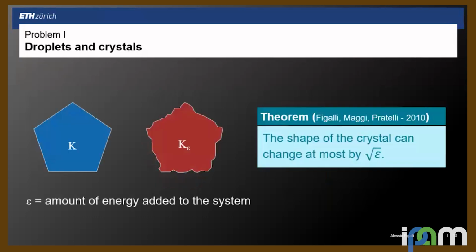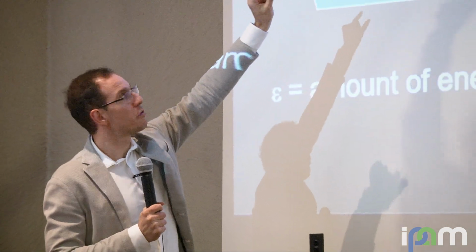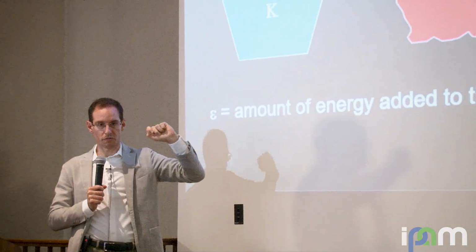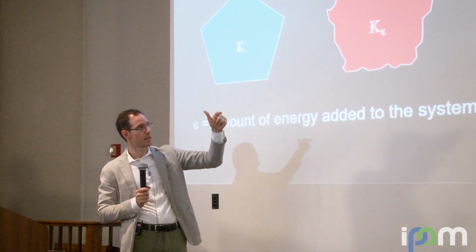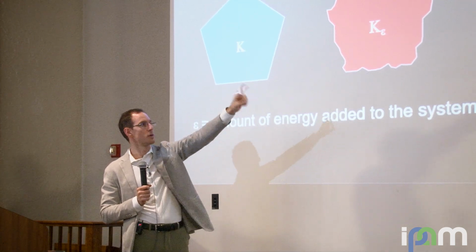So this is something that we did a while ago now with Maggi and Fusco in 2010. What we proved is that the shape of the crystal can change at most by the square root of the energy. Okay? What does it mean? It means that if you take this image, you move it to overlap with this other image, they will overlap a lot, but not perfectly, and the lack of overlapping can be controlled by the square root of the energy. And the same actually applies also to crystals, to droplets, to soap bubbles. So there's always square root of epsilon.